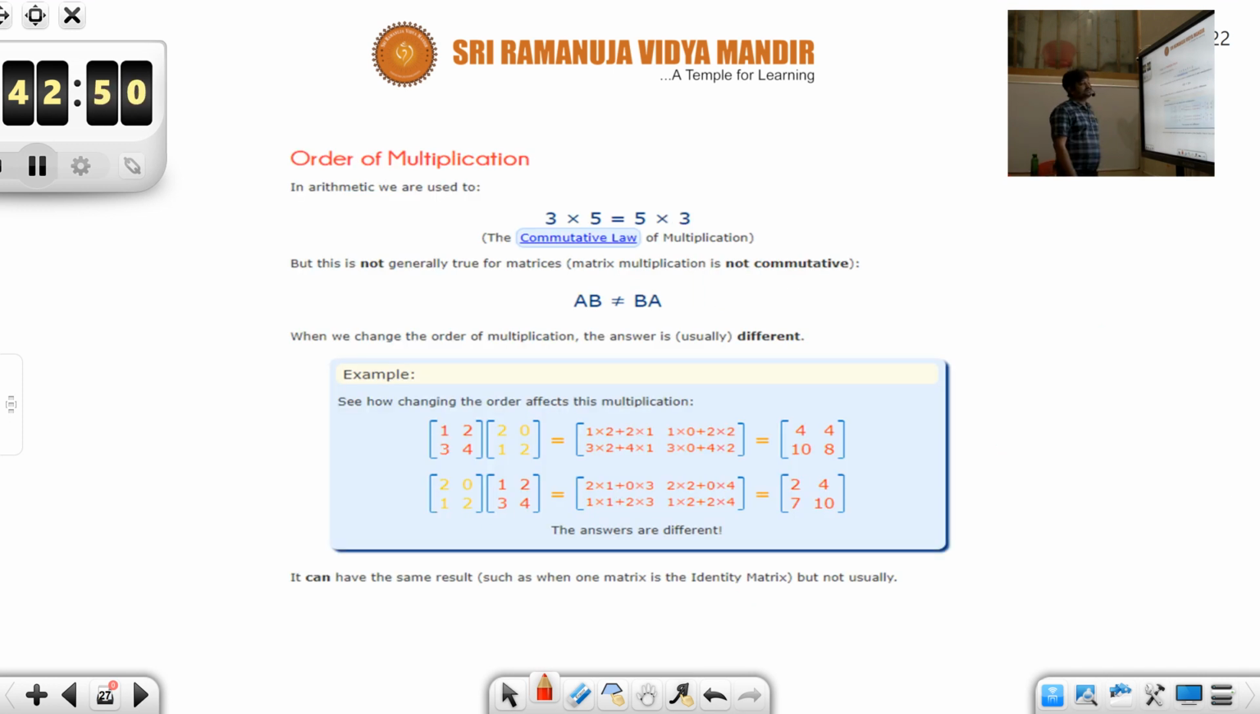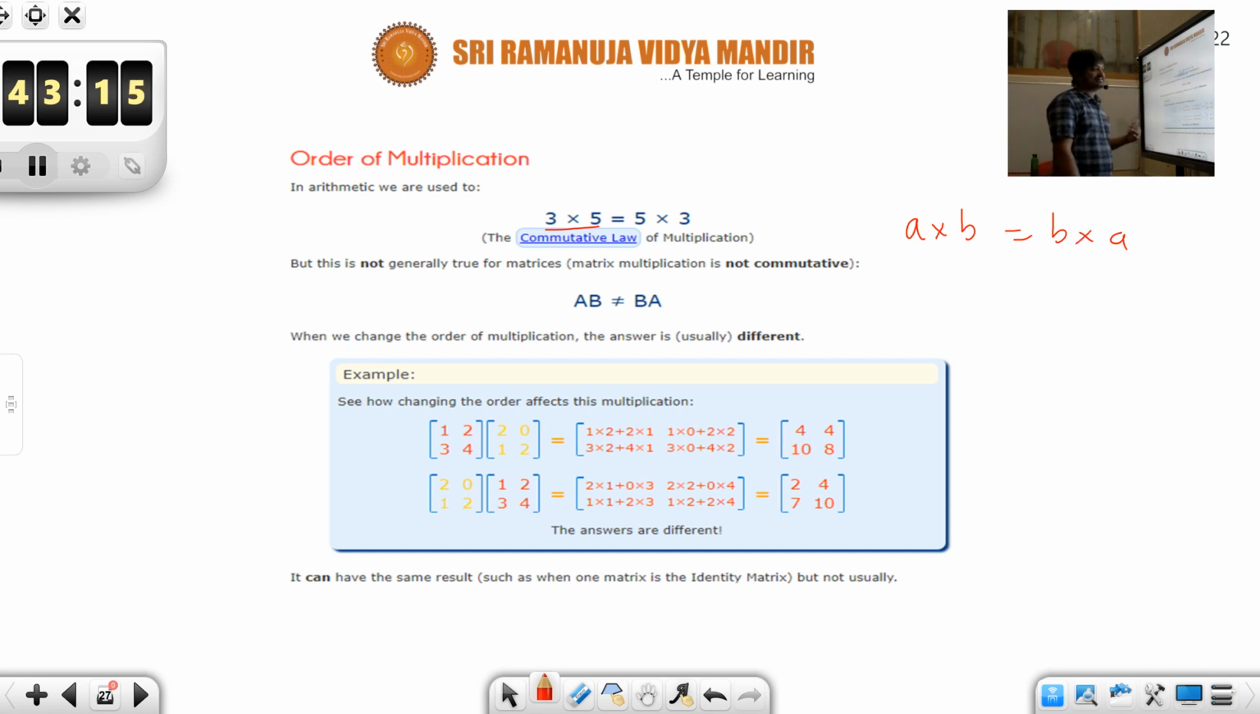And then, okay, this bit of stuff is very, very important. Here, order of multiplication. In arithmetic we are used to multiplying two numbers: 3 times 5 is equal to 5 times 3, or 2 times 3 is equal to 3 times 2. We have seen this. This property we'll call commutative. Whenever you see a times b is equal to b times a, we'll call this the commutative property.